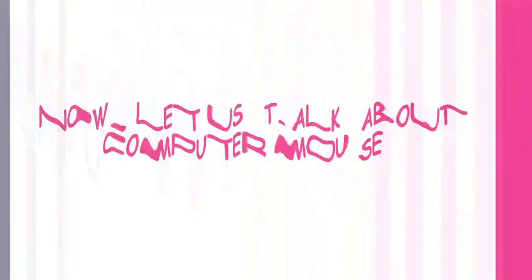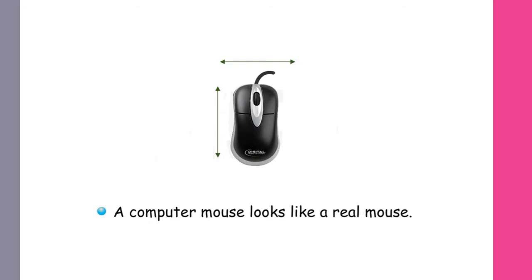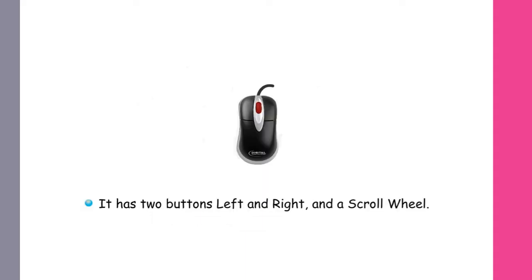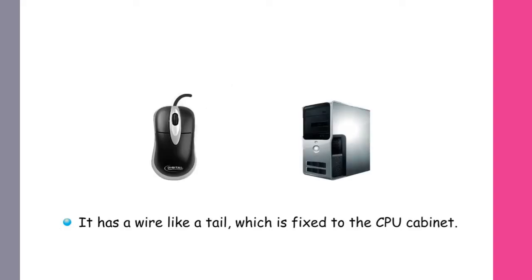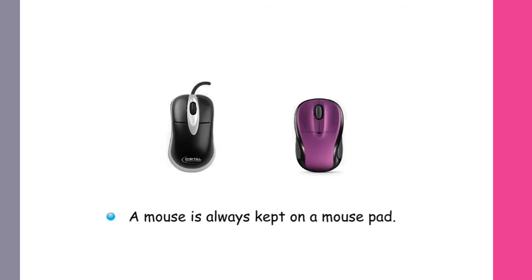Now, let us talk about computer mouse. A computer mouse looks like a real mouse. It is small in size. It has two buttons, left and right, and a scroll wheel. It has a wire like a tail, which is fixed to the CPU cabinet. Nowadays, we also use a wireless mouse. A mouse is always kept on a mouse pad.